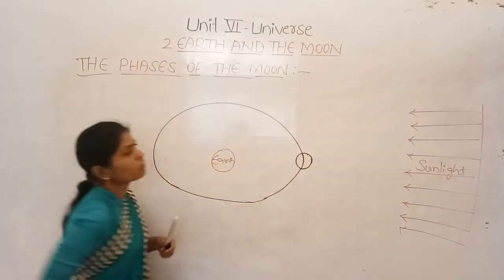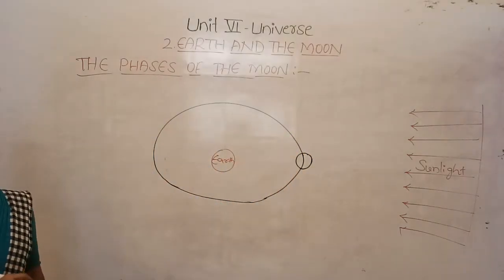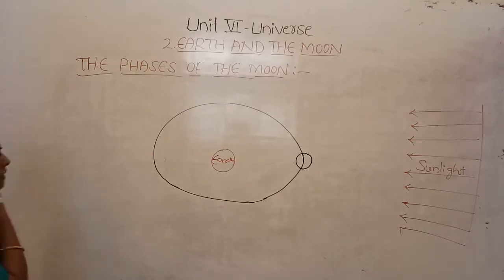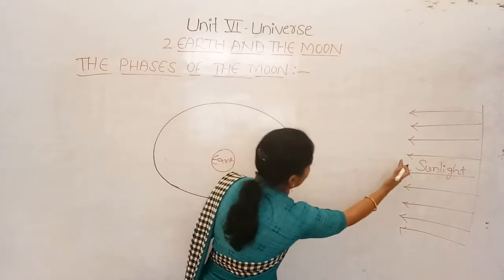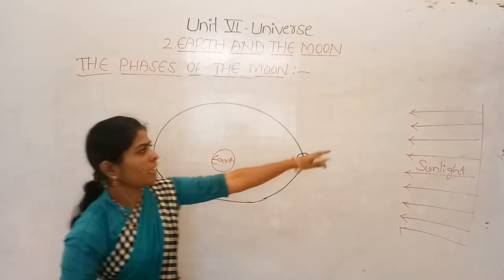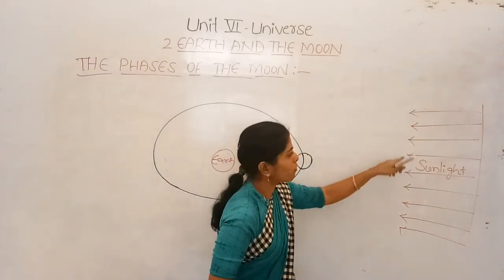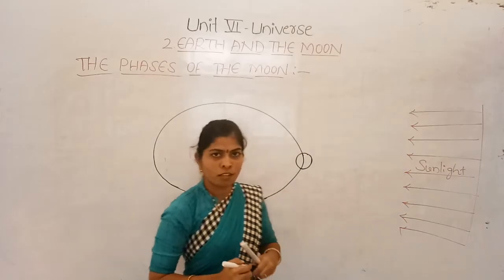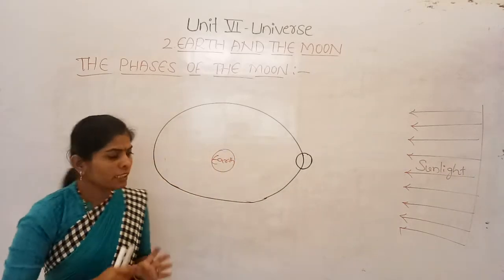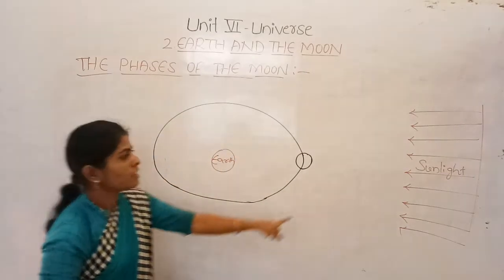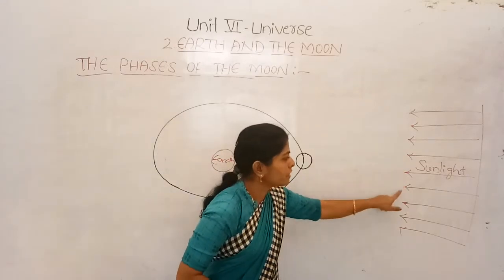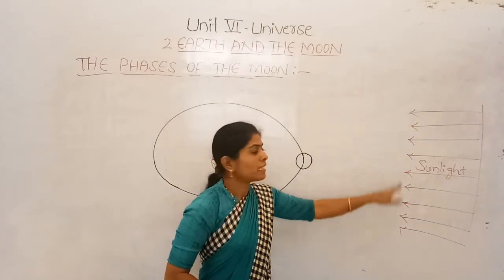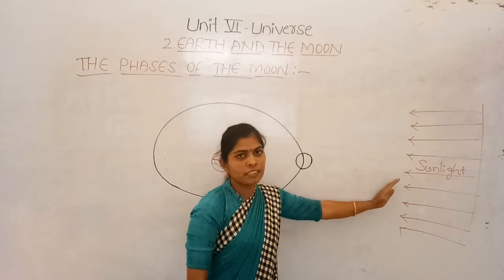So when the moon is revolving, what happens here? The sun rays are falling in this direction as the arrow marks. These arrow marks indicate the direction of the sunlight. Just observe carefully so that you can understand.